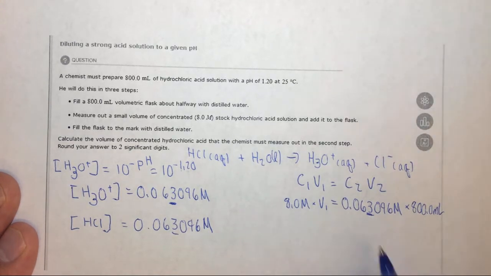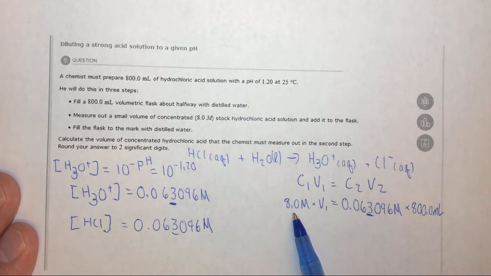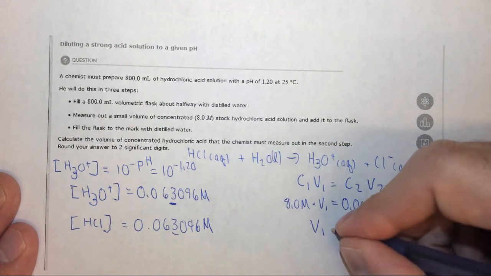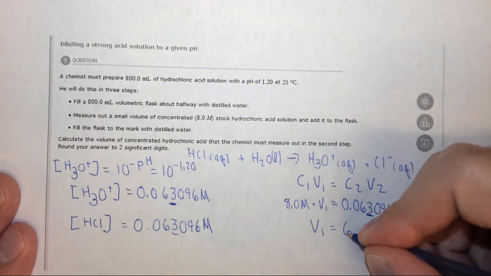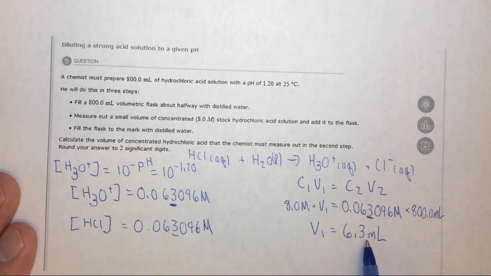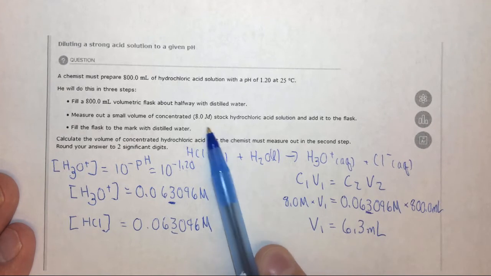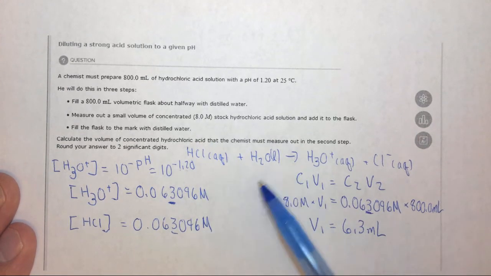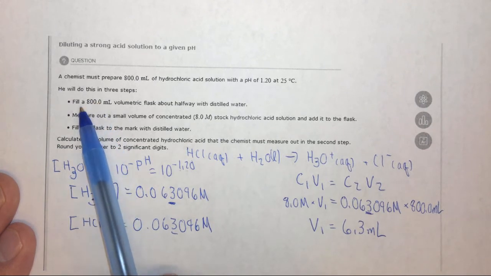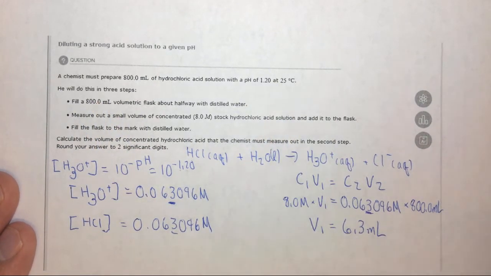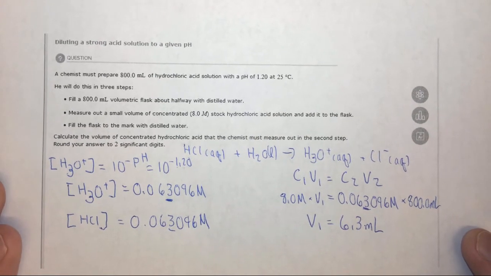milliliters. Multiply the two numbers together, divide by the number next to the variable, and we find that the volume that we want to two significant figures is 6.3 milliliters. So if we take 6.3 milliliters of 8 molar hydrochloric acid solution, we add it to some water, and then we fill to the line so that it's 800 total milliliters, we will end up with a solution with a pH of 1.2.